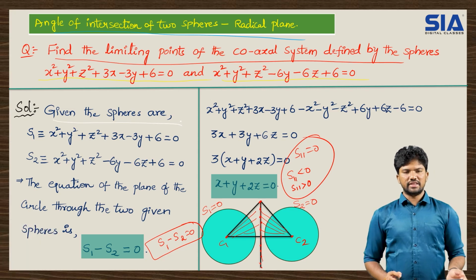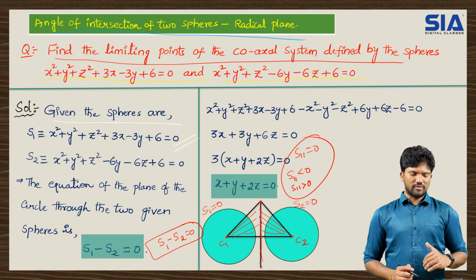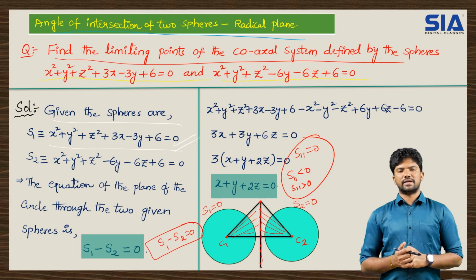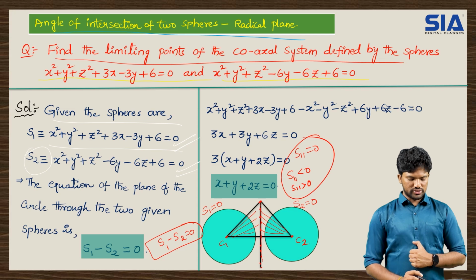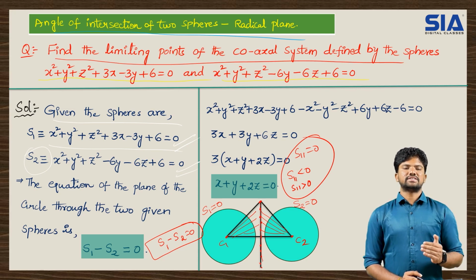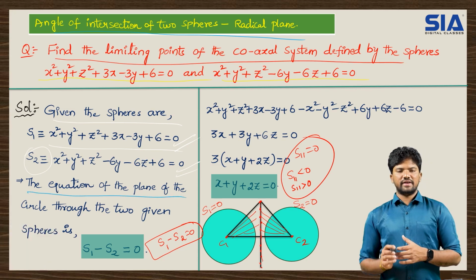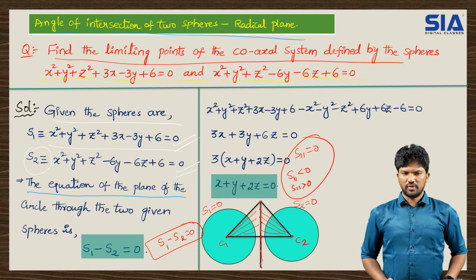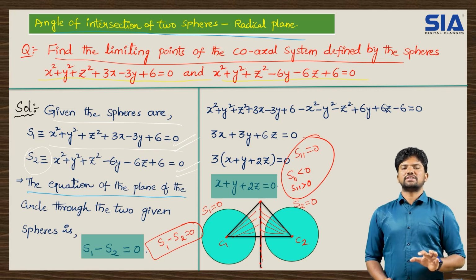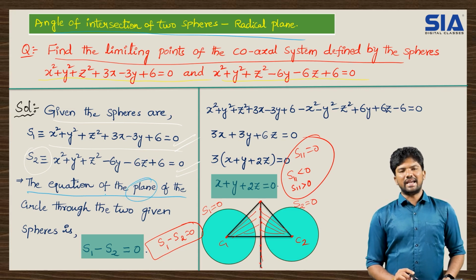Listen carefully. Let the first sphere be S1 congruent to x square plus y square plus z square plus 3x minus 3y plus 6 is equal to 0, and the second sphere S2 congruent to x square plus y square plus z square minus 6y minus 6z plus 6 is equal to 0. We have to find the limiting points of the coaxial system. The equation of the plane is nothing but the radical plane.